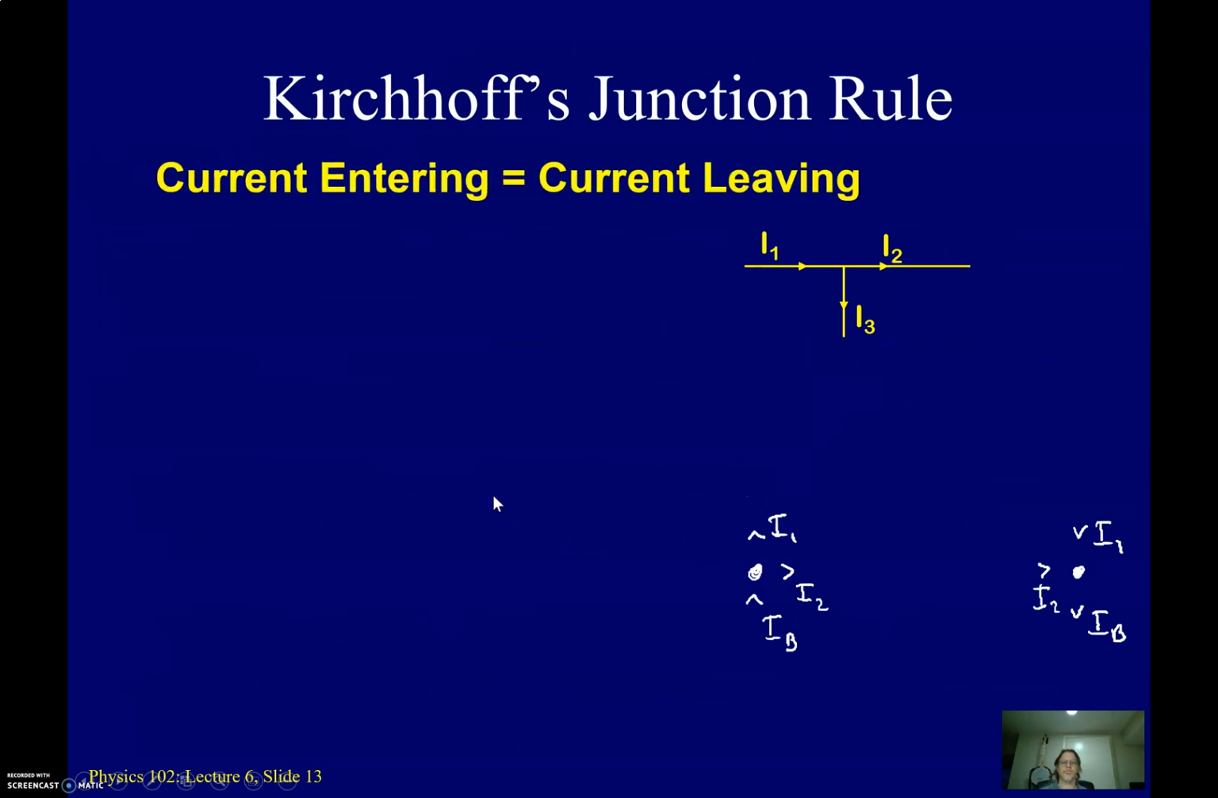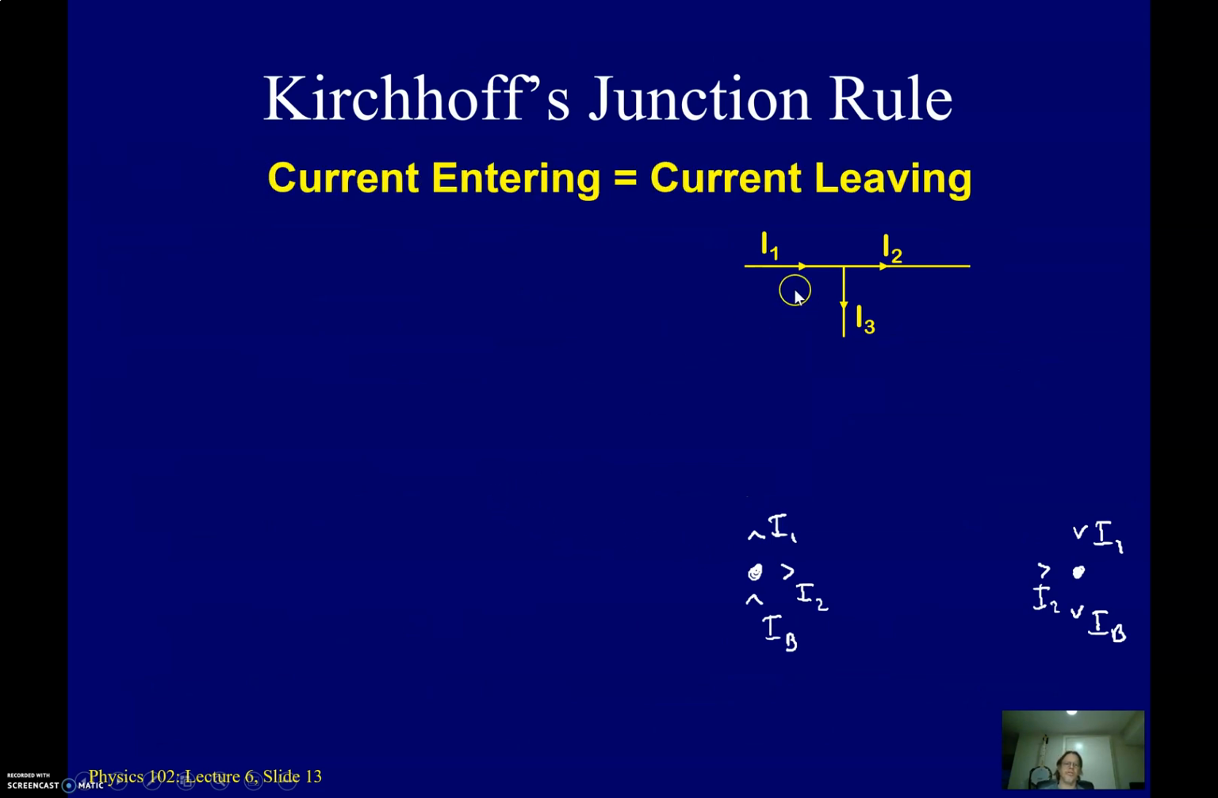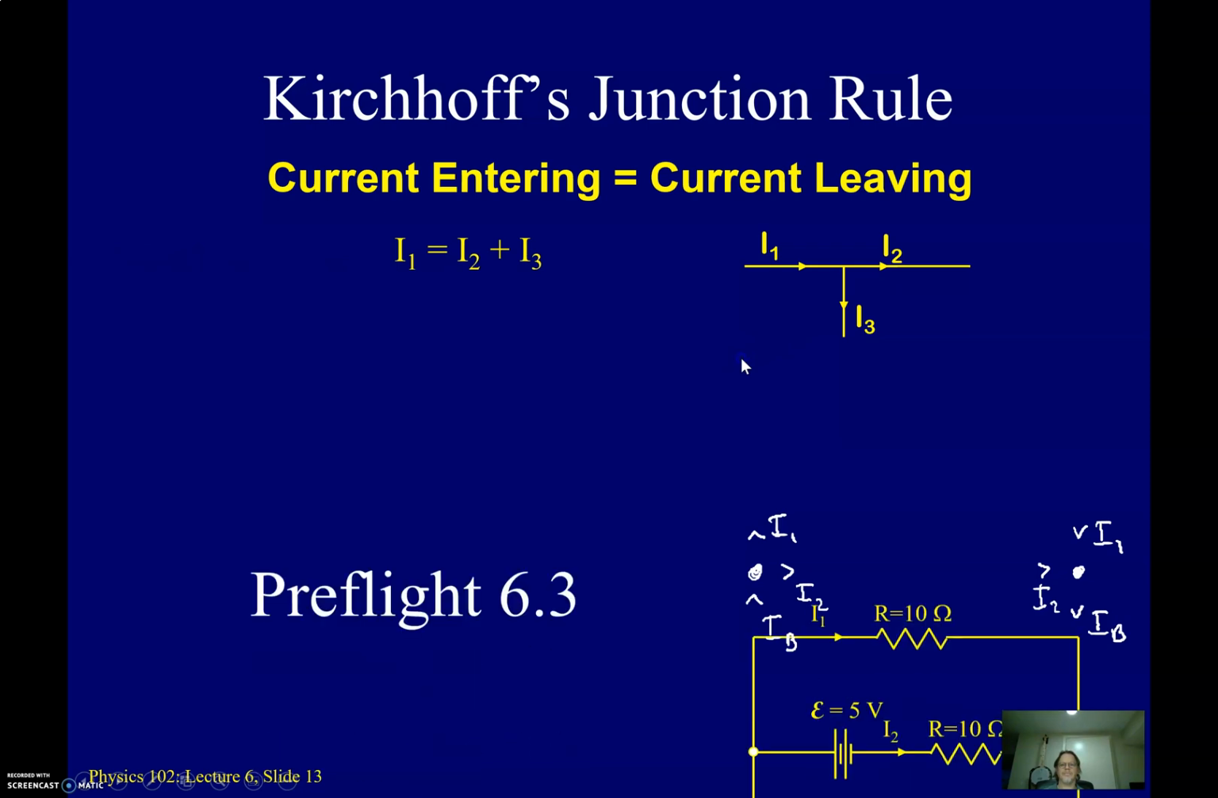All right, let's talk about some junction rule stuff. Whatever current enters has to leave. So in this case, I got I1 and I2. If I1 is coming in, it splits into I3 and I2. So in this case, I1 equals I3 plus I2.